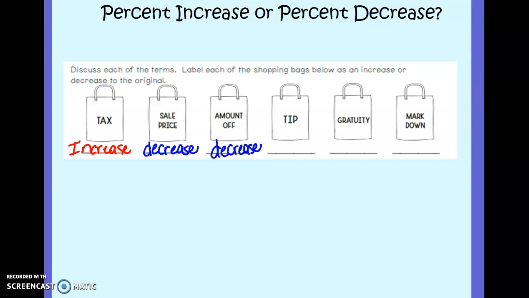When we are going out to eat and we're eating at a restaurant where we have a waitress, we typically give a tip, which increases our original amount. And then gratuity, it's pretty much the same thing as the tip, just a different term for it. So we are adding that, so our original is increasing. And a markdown is a decrease.